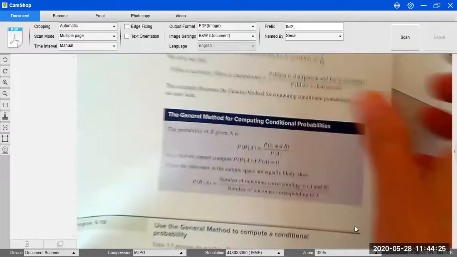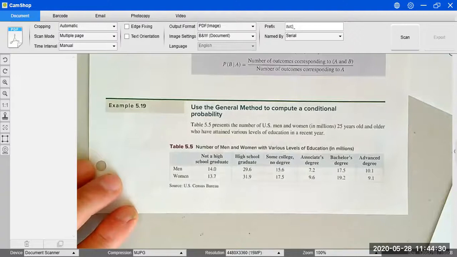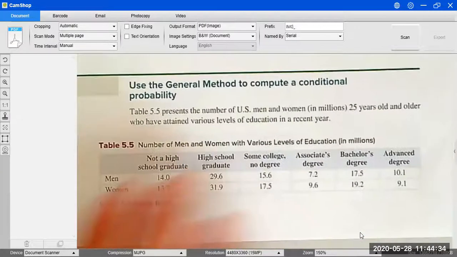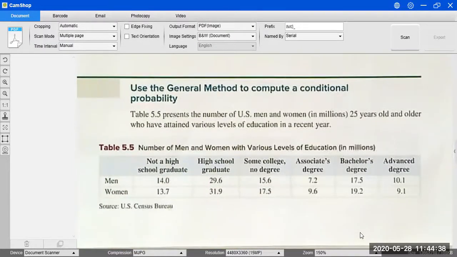So example 519 is on page 227, and this is the problem. Table 5.5 presents the number of US men and women in millions, 25 years old and older, who have attained various levels of education in a recent year.